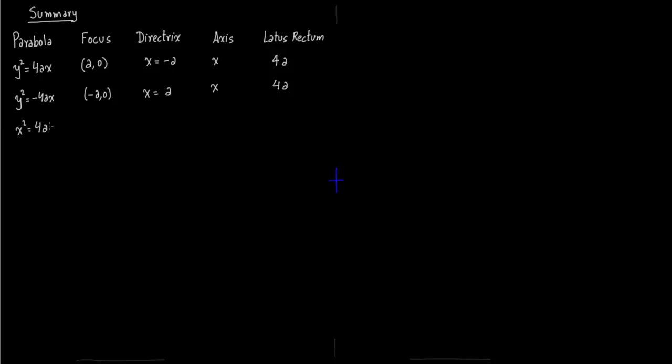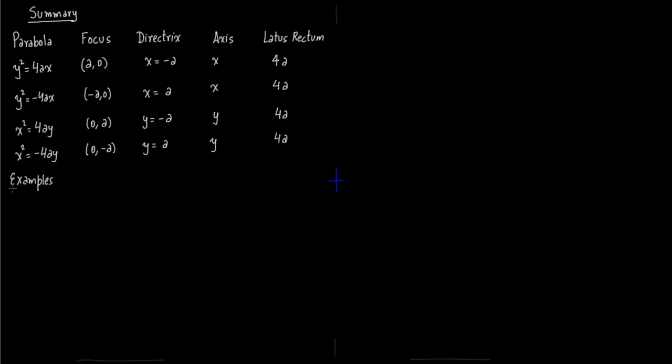Then we talk about x square is equal to 4ay. Focus is 0 comma a. Directrix is y equals to minus a. The axis is the y-axis because the focus lies on it, and the latus rectum is 4a. Then we talk about x square is equal to minus 4ay. Focus is 0 comma minus a. Directrix is y equals to a. The symmetry axis or axis of the parabola is the y-axis, and the latus rectum is 4a.